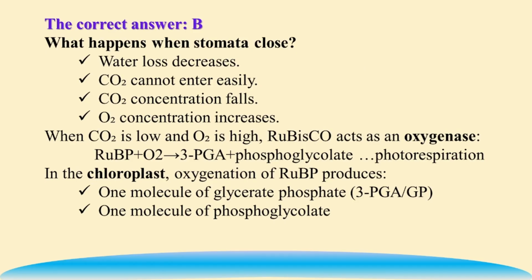The correct answer is B. When carbon dioxide levels become low and oxygen levels become high, rubisco acts as an oxygenase. Instead of fixing carbon dioxide, it reacts with oxygen. This reaction produces one molecule of glycerate phosphate and one molecule of phosphoglycolate. This is the first step of photorespiration.